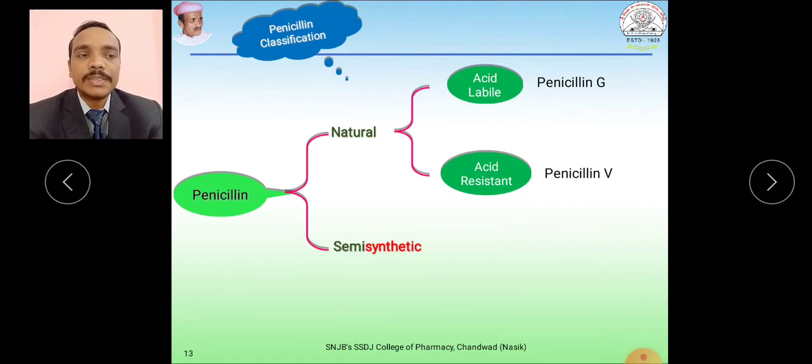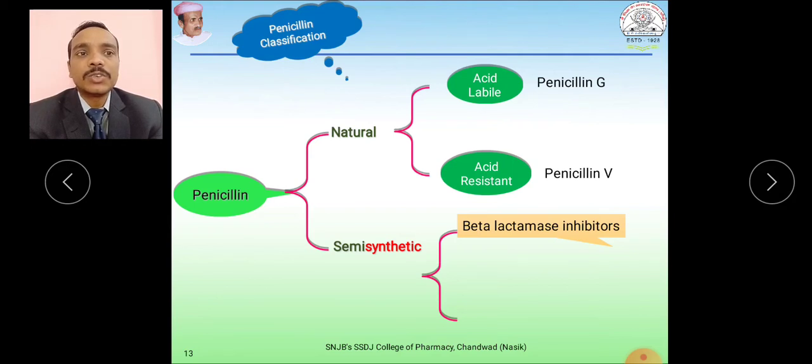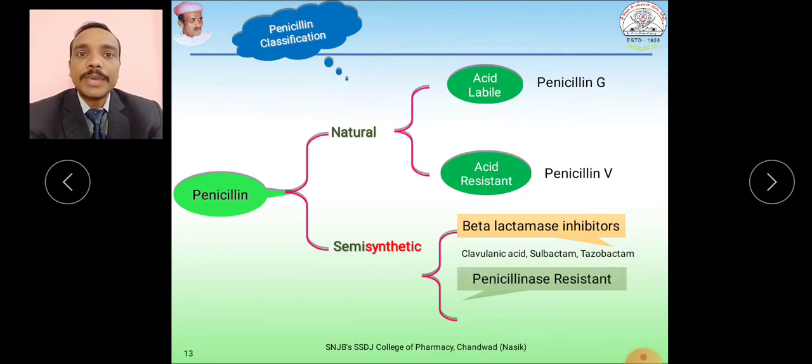Now in case of semi-synthetic, one is the beta lactamase inhibitor. Lactamase is one of the enzymes which causes hydrolysis, which breaks down the beta lactam ring. So that lactamase enzyme, which is present in bacteria, is inhibited. Examples here are clavulanic acid and sulbactam. Penicillinase resistance: this is another enzyme present in bacteria which also causes hydrolysis of penicillin. Examples: methicillin, cloxacillin, flucloxacillin.